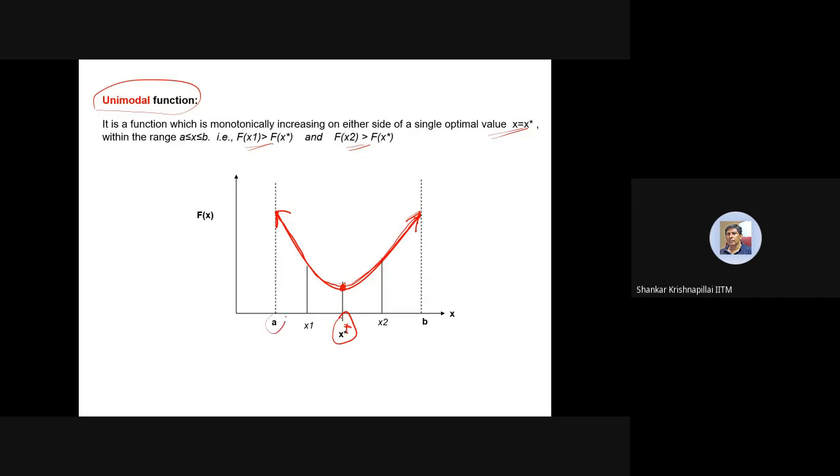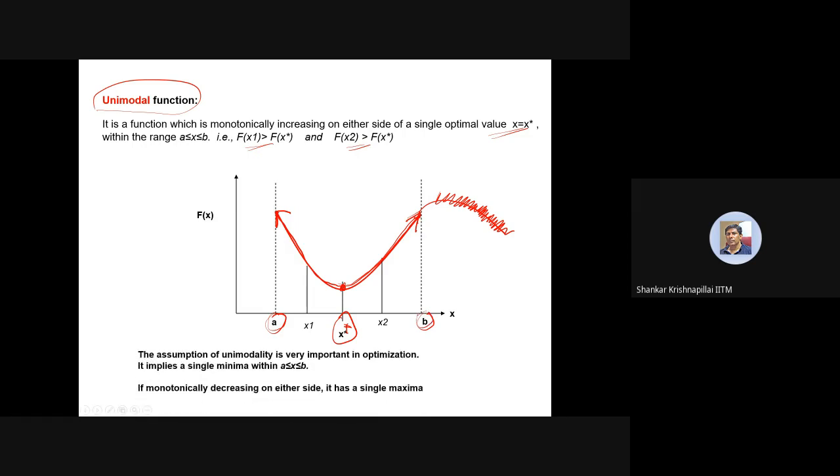So this is defined only within a limited range A to B. Maybe after B, it can start decreasing. So we are not concerned with the range of minus infinity to plus infinity, only within that optimization range A to B.